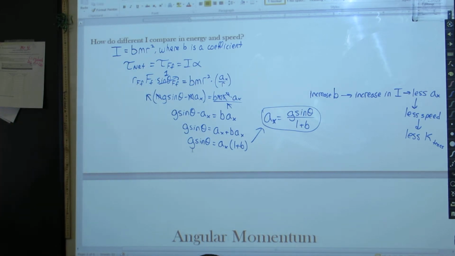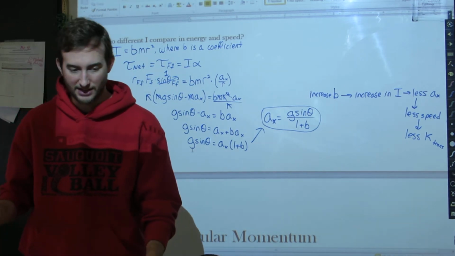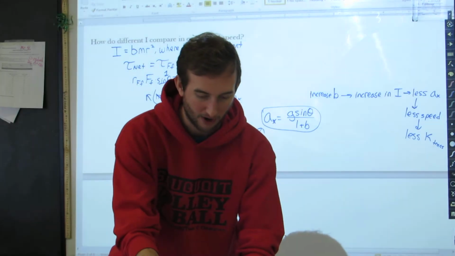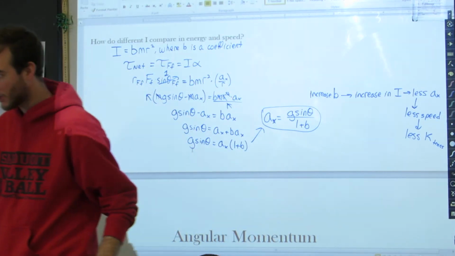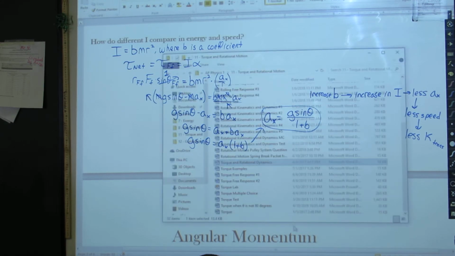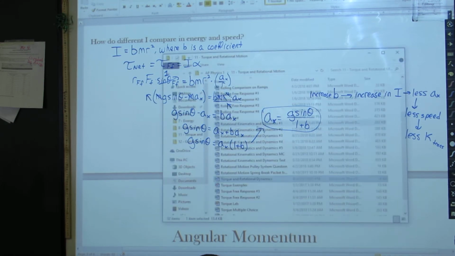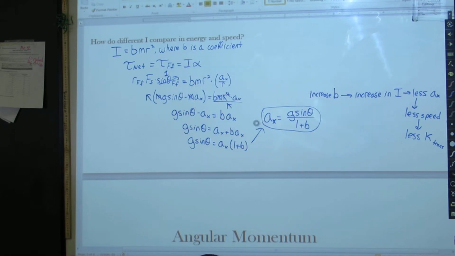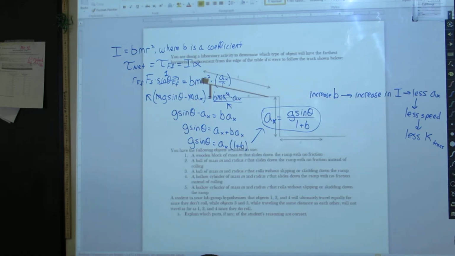So, you can put that away. The next sheet is the one that I said I didn't give to you. Somehow it got left off or it got covered up. It looks like this. Let me pull it up on the computer. It's not on there yet. Okay, rolling comparison on ramps. This is what I really wanted to get to with this.